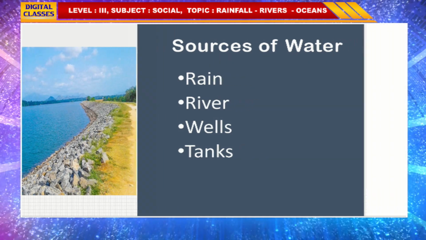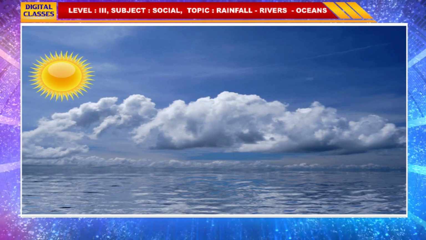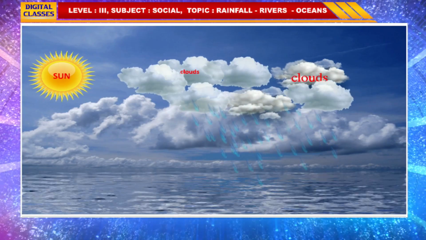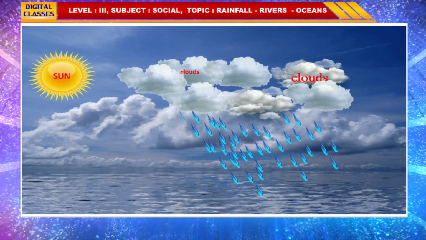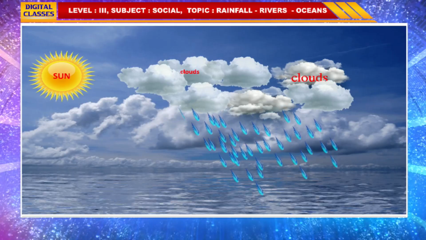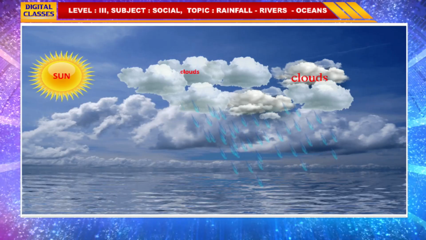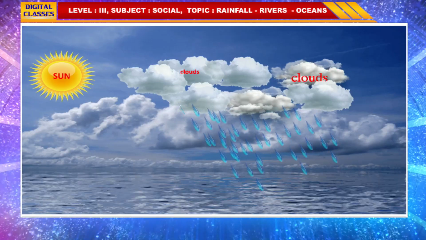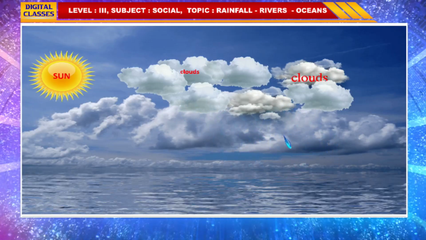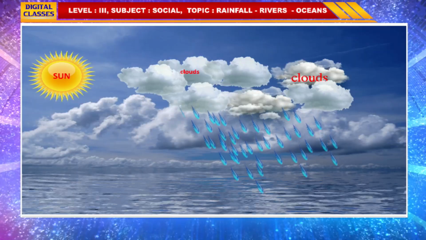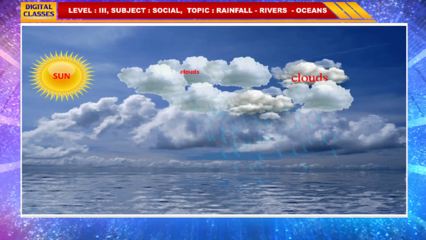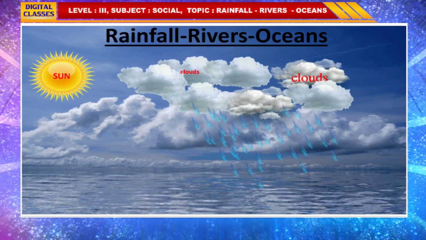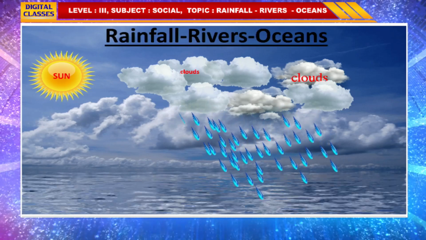So children, after the scorching heat of the months of April, May and June comes the rainy season. You all love rains, isn't it children? So children, where does this rain go and fall? Yes, it goes and falls on the land surface. And from the land surface, it will be forming the river, and these rivers will go and join into the oceans. So today, we will be learning about rainfall, rivers and oceans.